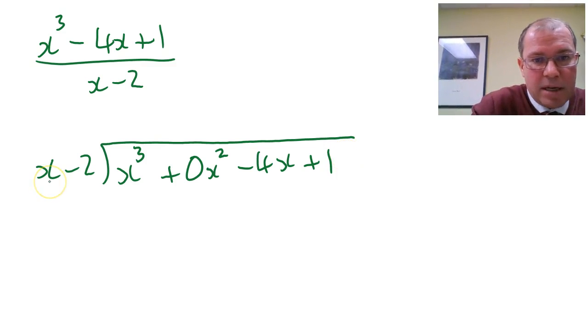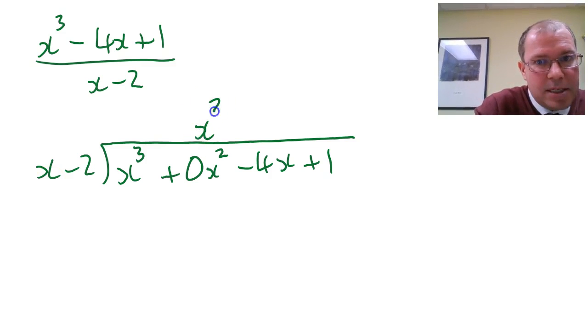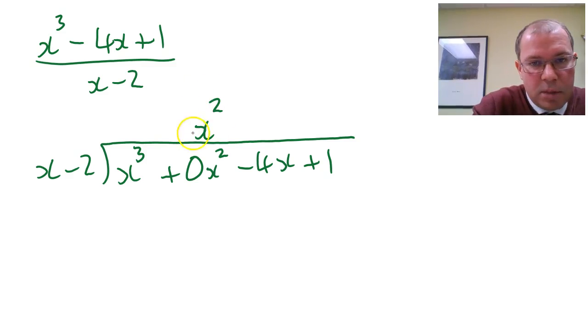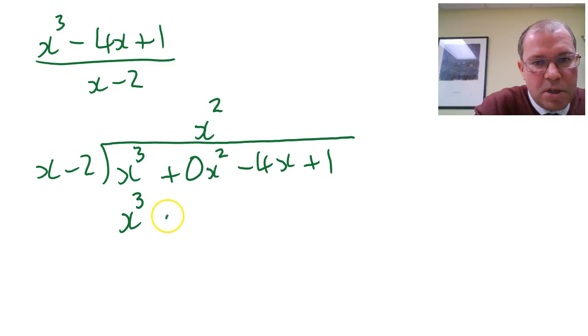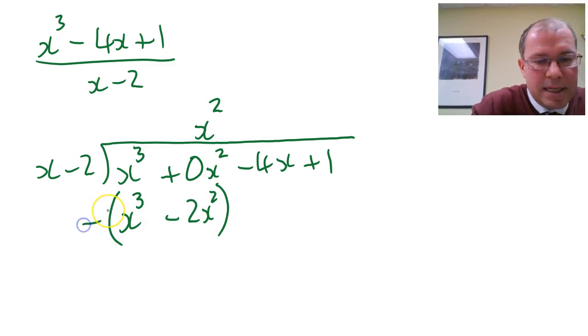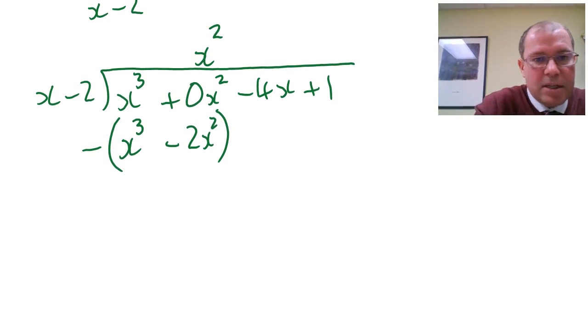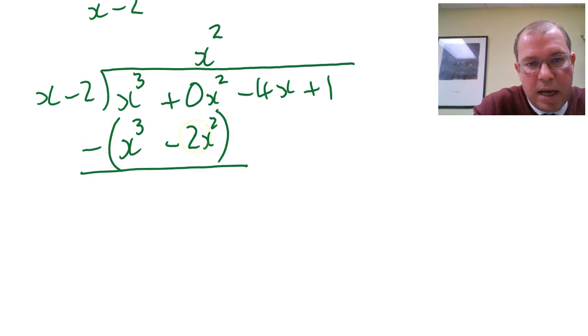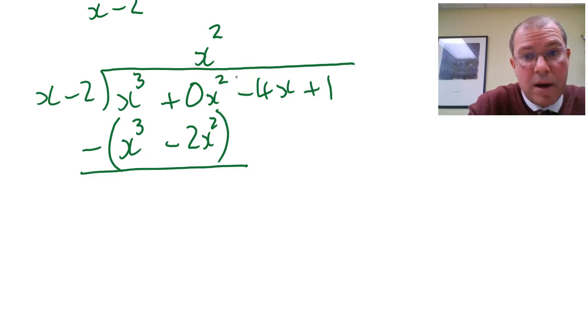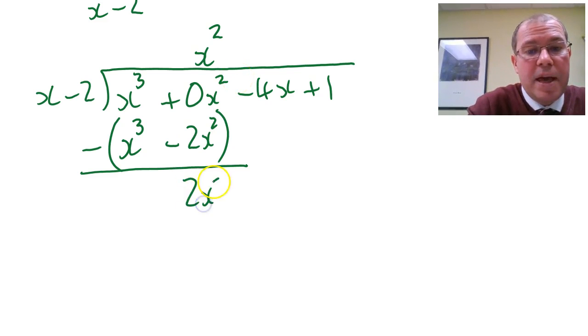So x into x cubed goes 1x squared times, and there you can see I needed that x squared column. Multiply the x squared by the x minus 2 to give me an x cubed minus 2x squared. I like to put a bracket round it as it helps with the negatives. Subtract to find the remainder. So x cubed minus x cubed is 0. I know I've done it right because that's worked. 0x squared minus 2x squared is 0x squared plus 2x squared, giving me the 2x squared there.